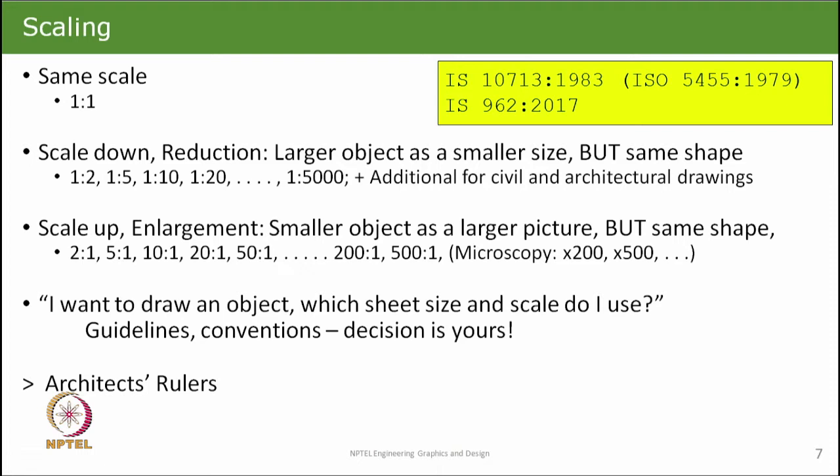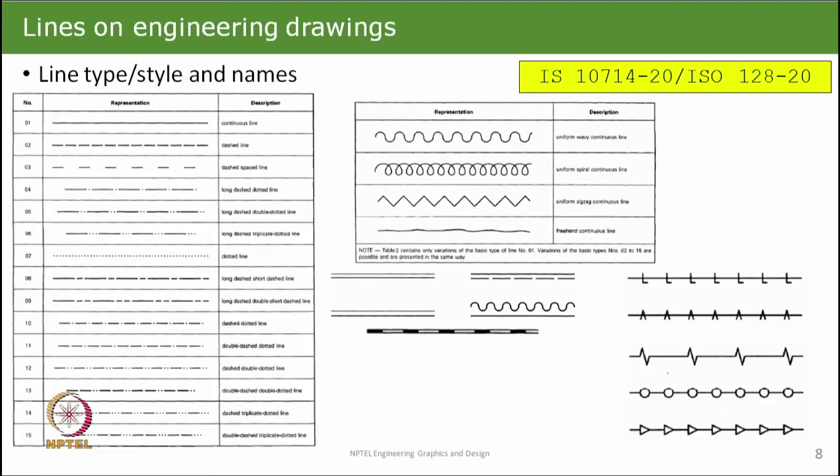The line types that are used are very similar to the nomenclature that we had seen earlier. For instance, this has been taken from Indian Standard 10714, which says that this type of line is called a continuous line, a dotted line, and if we go further down, you have a double dotted line, you have a dashed and dotted line, and so on.